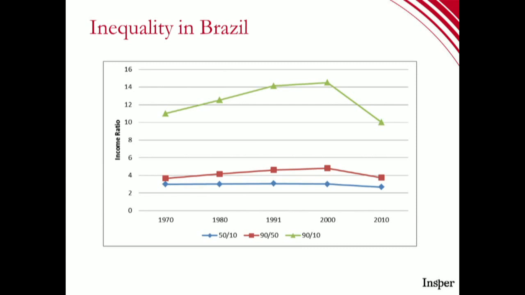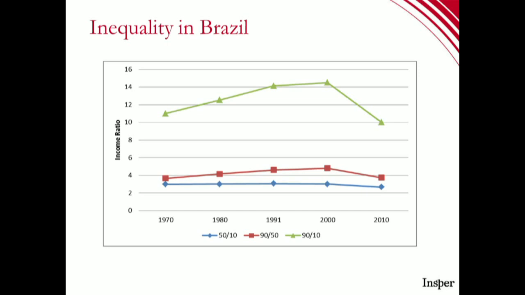This is a picture that summarizes income inequality in Brazil. The green line is the income ratio of someone in the 90th percentile compared to someone in the 10th percentile of the income distribution. So it's the 90-10 ratio. It was 11 in 1970, which was already increasing compared to the 60s, according to Langoni's book. Then it continued increasing until 2000, and then it declined from 2000 to 2010. So this is a picture of increasing income inequality until 2000, and then a strong reduction between 2000 and 2010.